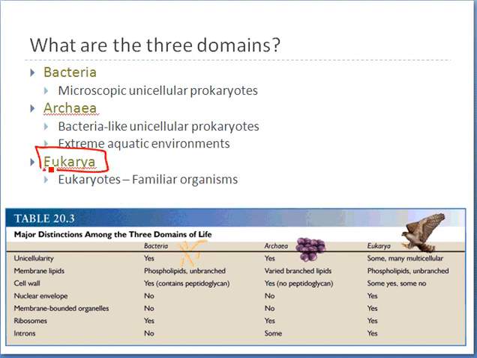Eukarya is the domain in which we are found, along with plants and fungi and lots of other organisms. In science, it's good to know the roots of words, because if you know the roots, you can often figure out new words you've never seen before. The eu in eukarya means true, and karyo or karya means kernel. So literally, eukarya means true kernel.